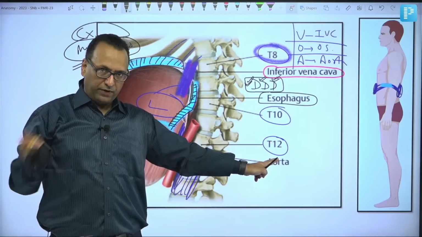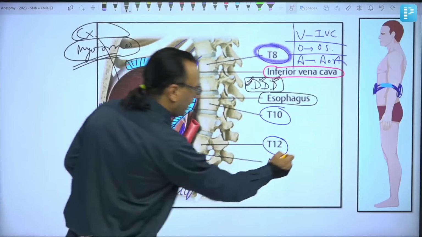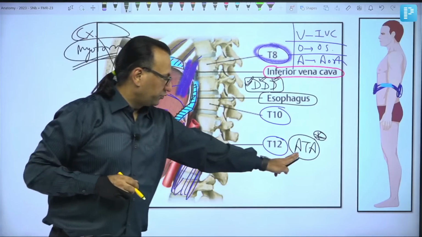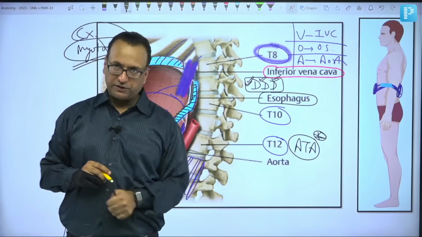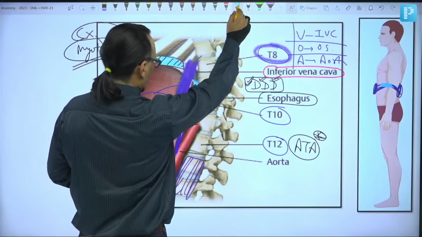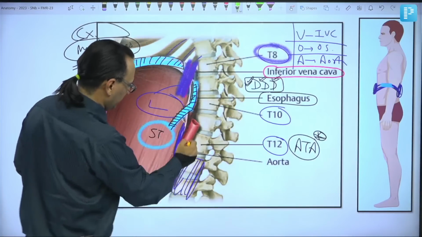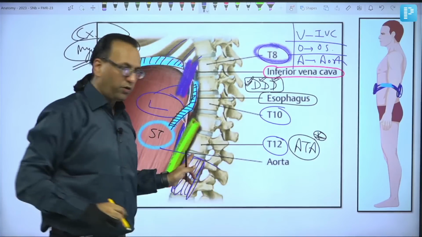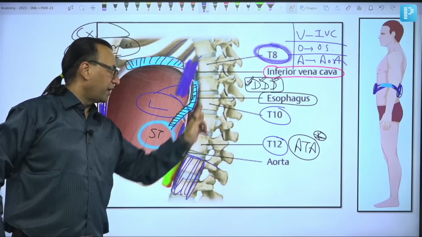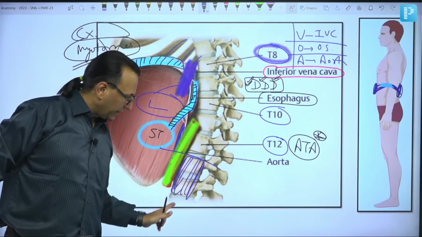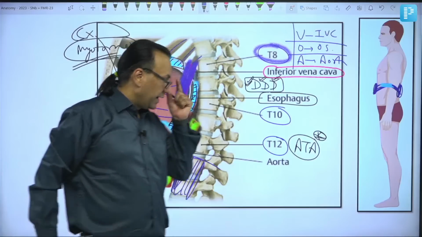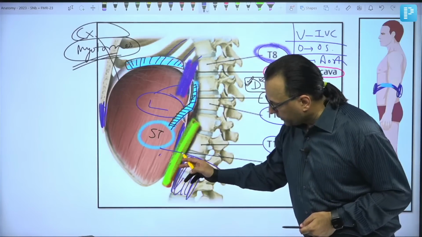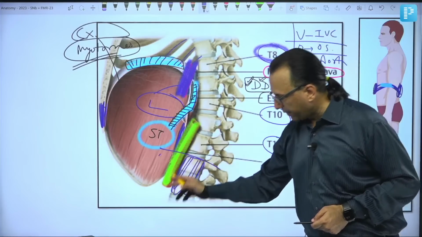So what is happening in front of the T12 vertebra? In front of the T12 vertebra, we have the A structure passing through the median arcuate ligament, and one of the structures you can see here is the aorta. Now, which aorta is this? Before T12 it is thoracic vertebra, thoracic aorta, but after that it is lumbar vertebra, so abdominal aorta. It means in front of T12, the descending thoracic aorta becomes the abdominal aorta.